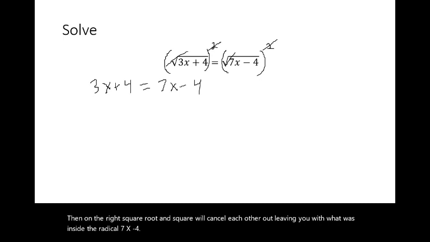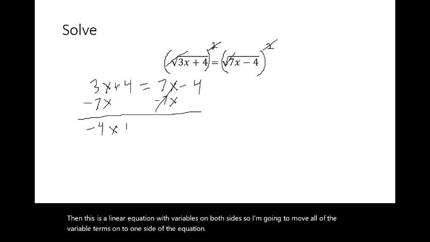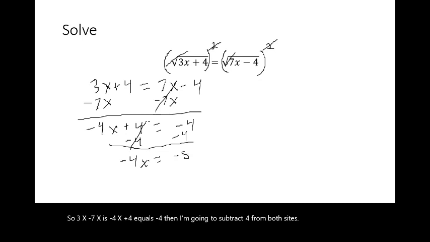Then this is a linear equation with variables on both sides. So I'm going to move all of the variable terms onto one side of the equation. So 3x minus 7x is negative 4x plus 4 equals negative 4. Then I'm going to subtract 4 from both sides. Gives us negative 4x equals negative 8. Then divide both sides by -4, and we get x equals 2.